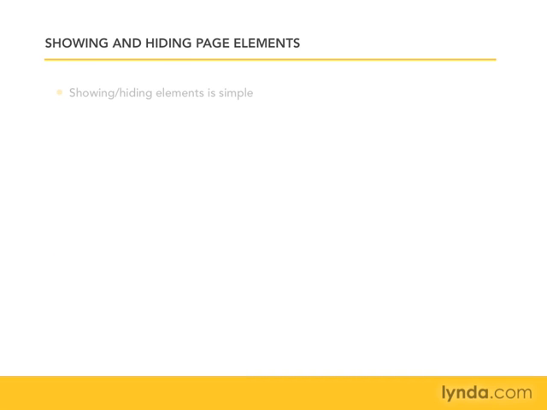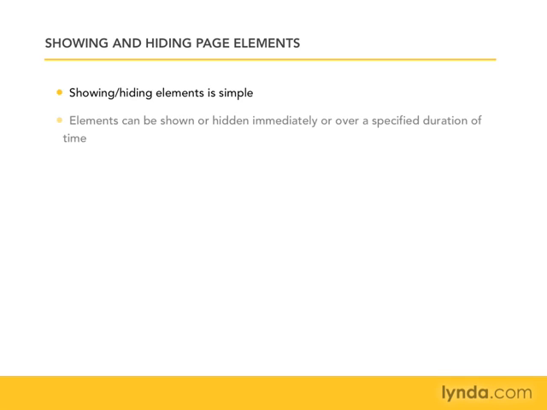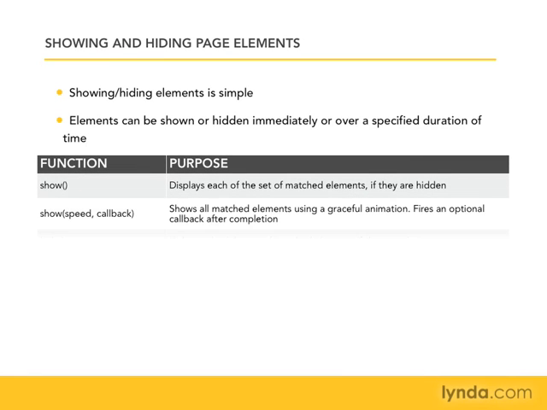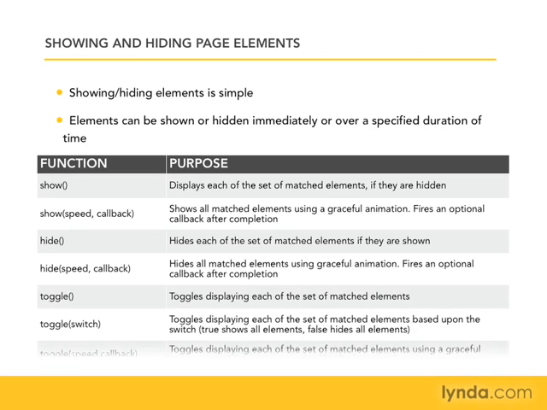So showing and hiding elements are probably one of the most simple effects that you can use in jQuery, and you can exercise some pretty nice control over how elements are shown or hidden. They can happen immediately or over a specified duration of time. And you can see in the table there's a series of functions you can use. So not surprisingly, the show functions show elements, the hide functions hide elements, and then there's a set of toggle functions, and these basically do what you'd imagine. They show something if it's hidden, and they hide something if it's shown. And there's a couple of different ways of doing each one of these.